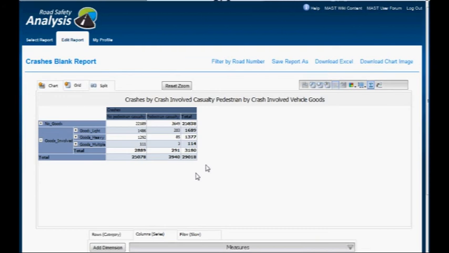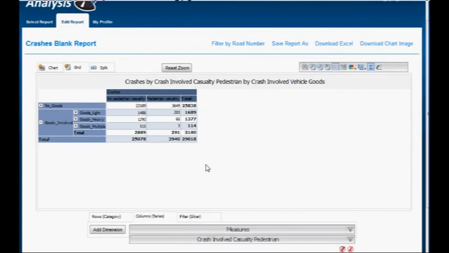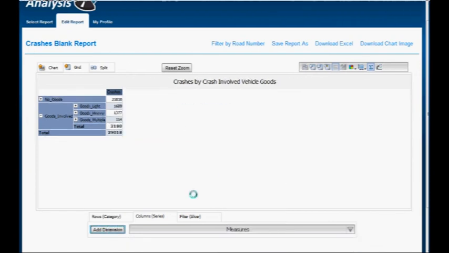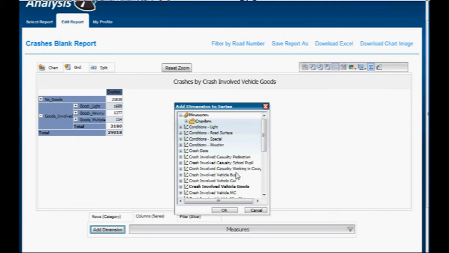Now let's have a look at what happens if you want to look at 2 different vehicle types involved in crashes related to each other. For instance, you might be interested in goods vehicles in collision with motorcycles. To demonstrate that one, staying on the columns tab, I'm going to remove the crash involved casualty pedestrian dimension, and in its place I'm going to put crash involved vehicle motorcycle.